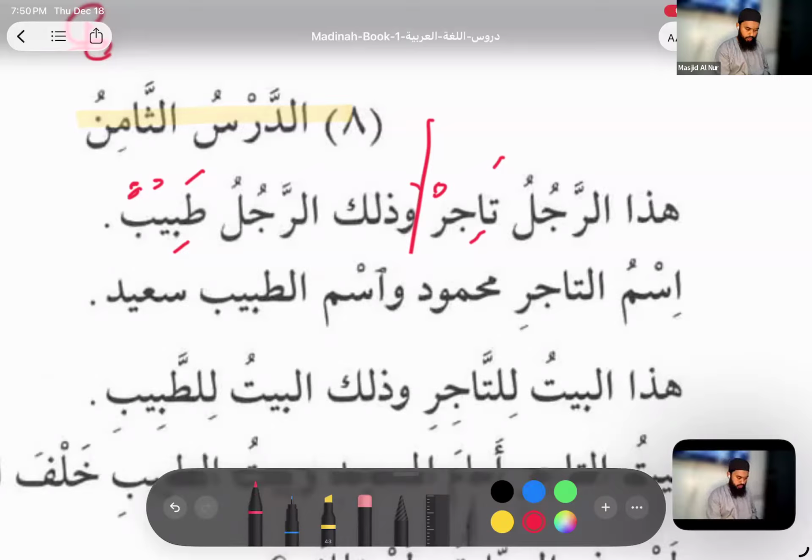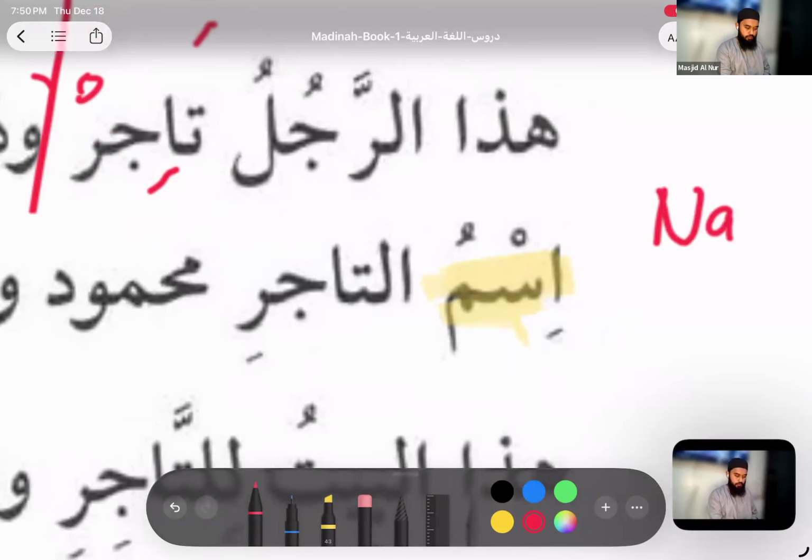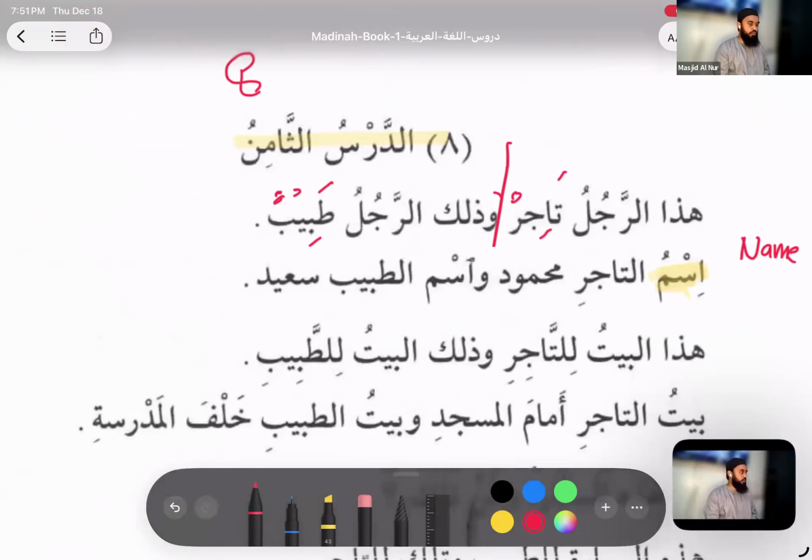We're going to be coming across a new word now. We all know this word, right? Ism. Ism is what, guys? Name. اسم التاجر. Let's go. Anyone on site wants to give it a try? Someone? Rehan, give it a try.